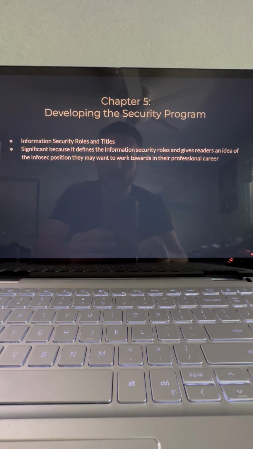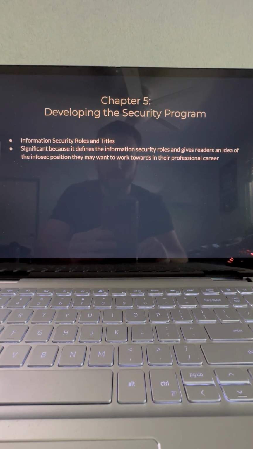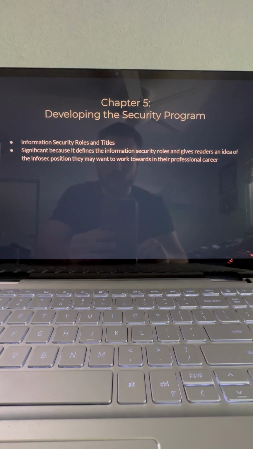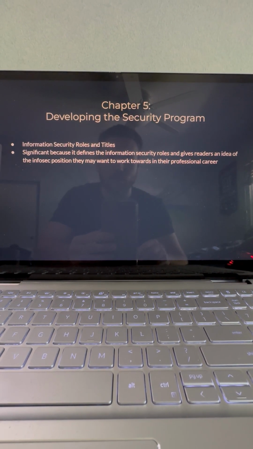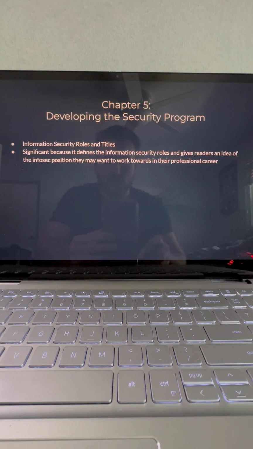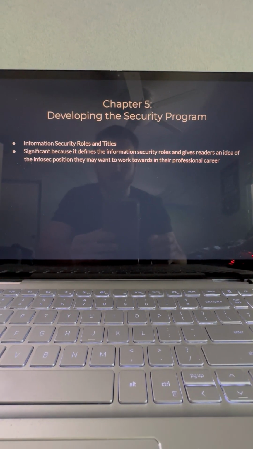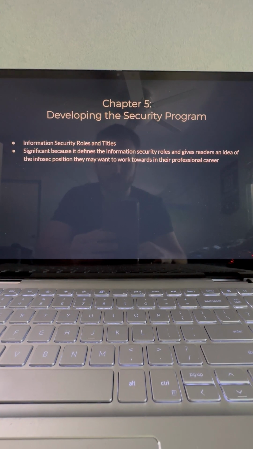Moving on to Chapter 5, we look at developing the security program. Information security roles and titles, and I found this significant because it defines the information security roles and gives readers an idea of the InfoSec position they may want to work towards in their professional career.